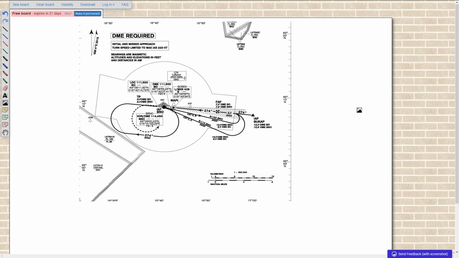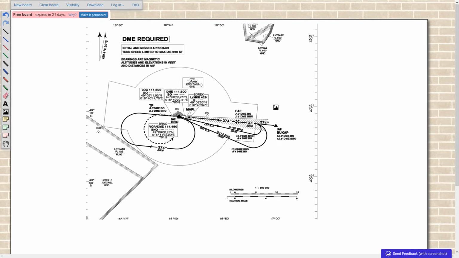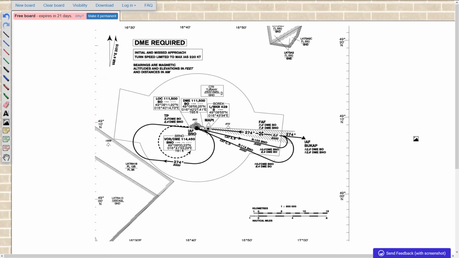So from this image, you see some important points. It is not the best chart, but one of the most important points is the initial approach fix. Then you have the final approach fix. And here you have the two initial approach fixes: initial approach fix B and O, and another one.